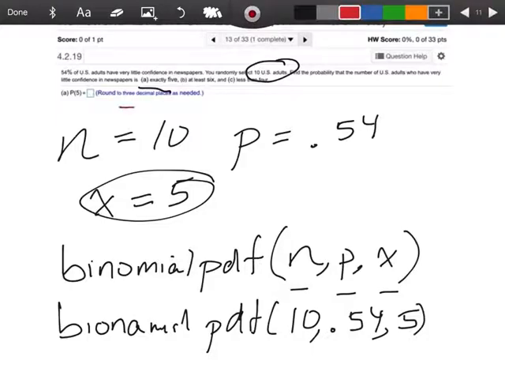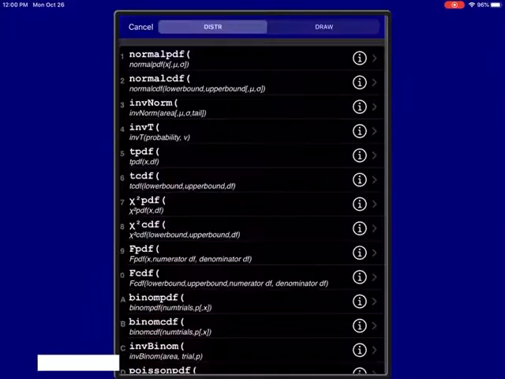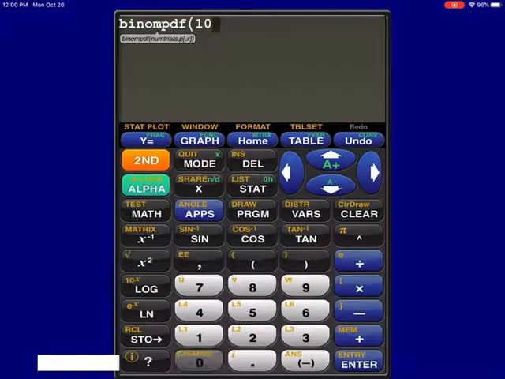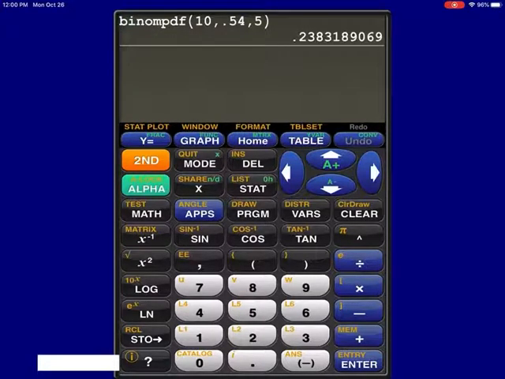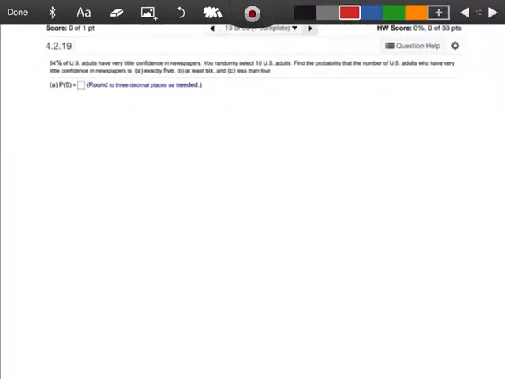The directions here are telling us to round this to 3 decimal places. So let me take my calculator, I'm going to go second vars, and go to where it says part A towards the bottom, binomial PDF. Notice it's the number of trials, P, and the X. So we said number of trials was 10, comma, probability was 0.54, comma, my X value was 5. I'm going to close this off, and to 3 decimal places, I'm coming up with 0.238. So my answer is 0.238.